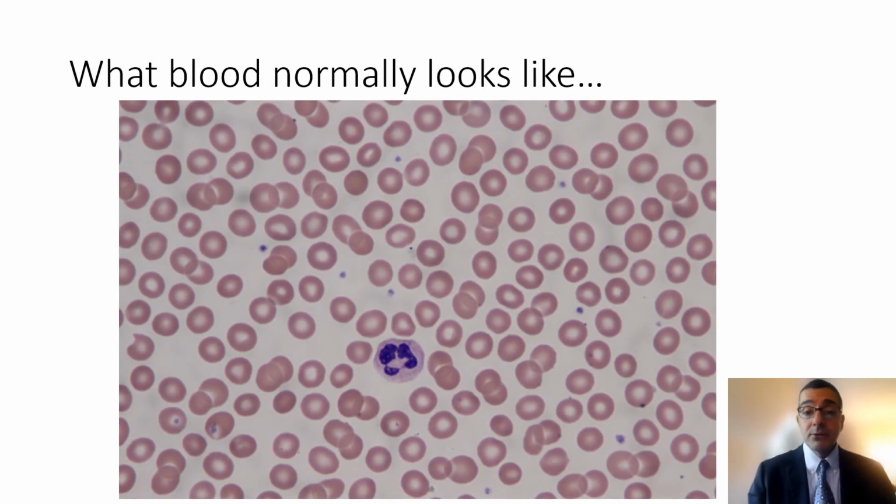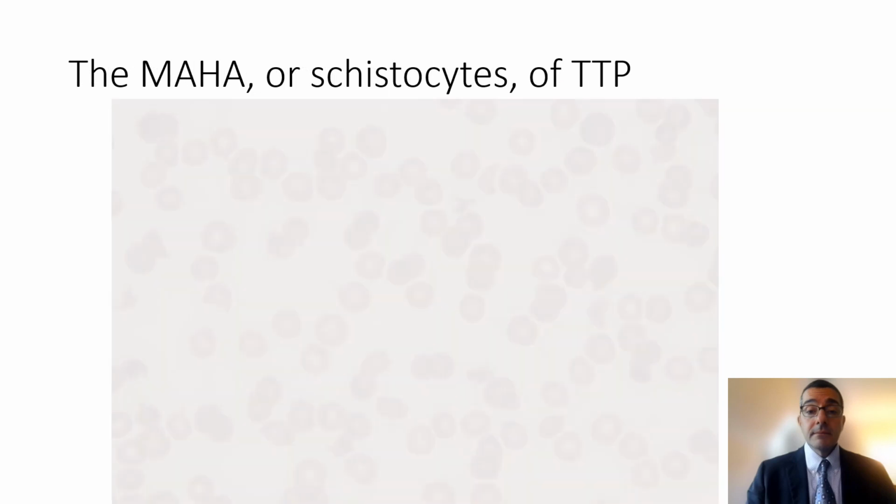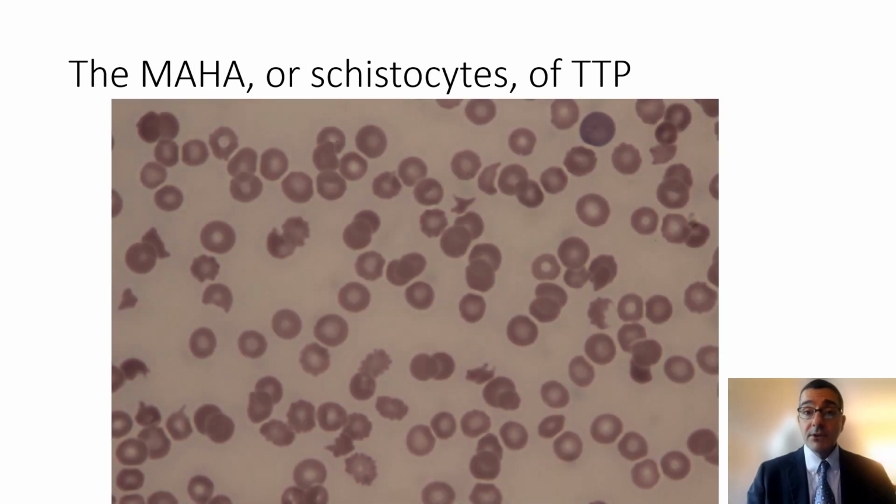And this is what blood normally looks like. This cell in the middle is the white blood cell, a neutrophil. These red cells all around are the red blood cells. And these little purple dots all around here, those are the platelets. However, this is what a patient with TTP's blood film looks like. This is the microangiopathic hemolytic anemia, or the schistocytes. As all the yellow arrows point to, these are the broken, fragmented cells that we see on the peripheral blood film. This is why it is so important for us to look at the blood film if we think that someone has TTP.